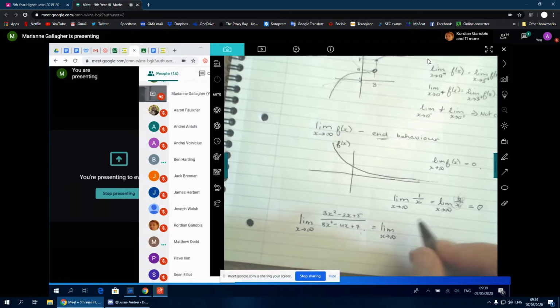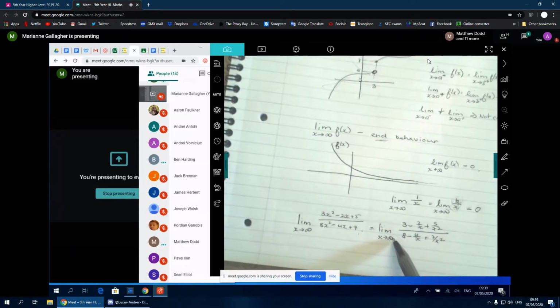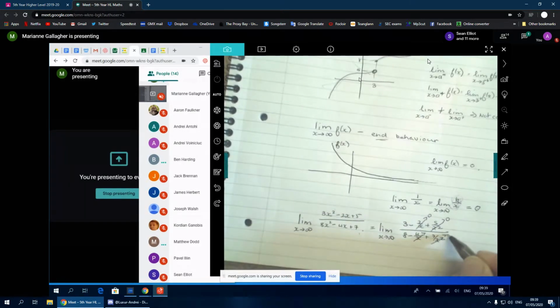And I've got 3x squared divided, so that's 3 minus 2 over x plus 5 over x squared. And then I have 8 minus 4 over x plus 7 over x squared. And now in the limit, this is going to get closer to 0. This is going to be 0. This is going to be 0. This is going to be 0. And I'm just left with the 3 over 8.